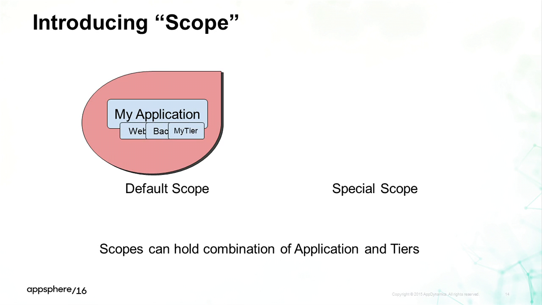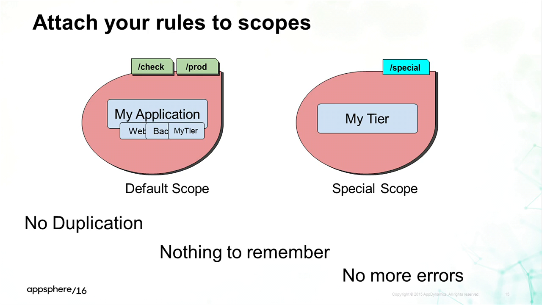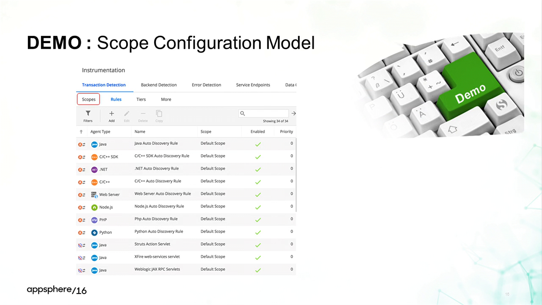Now, I'll create a special scope for my tier, and then I'll tack on the right rules to the right scopes. So we've introduced the scope as a buffer in between your tiers and your actual rules. Now I don't have to remember anything. There's no duplication of rules. The check rule and the prod rule are just one copy, and my special rule is just one copy, and I distribute it to all the tiers that I need through the scopes that I'll define. So there's nothing to remember and no more errors.